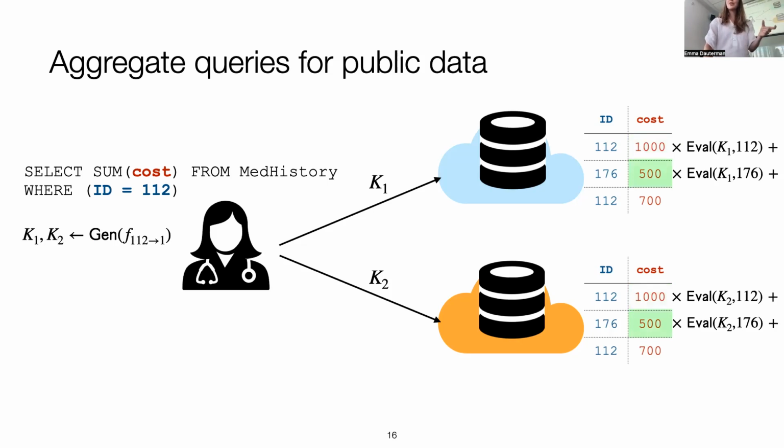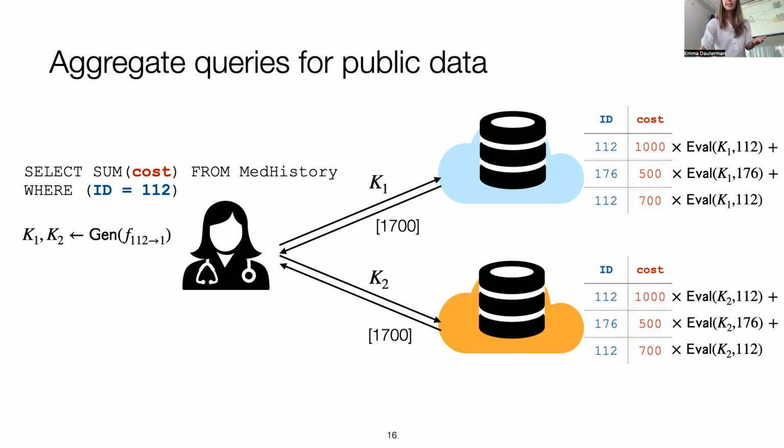Do this for the next row. This time it's going to evaluate to be shares of 0, so multiply and get shares of 0. Next row, evaluates to be shares of 1, multiply that together. Then we sum all these up, and we send back shares of the final answer, which is 1,700. The doctor can sum these together and then output the result of the query. So in this way, we built aggregate queries for public data in a fairly straightforward way.